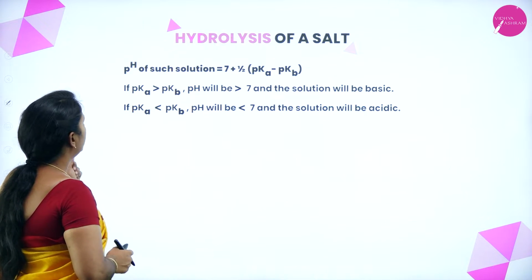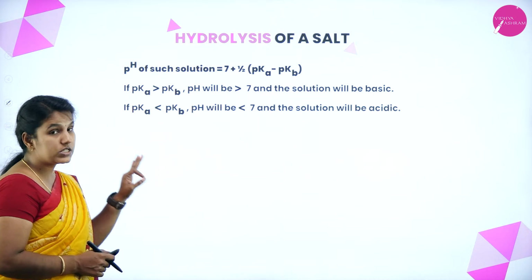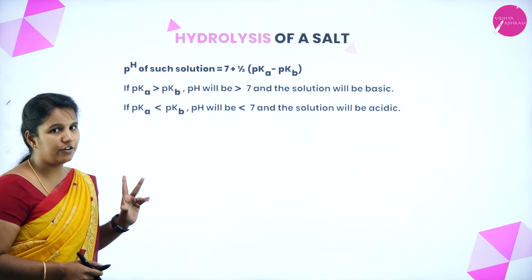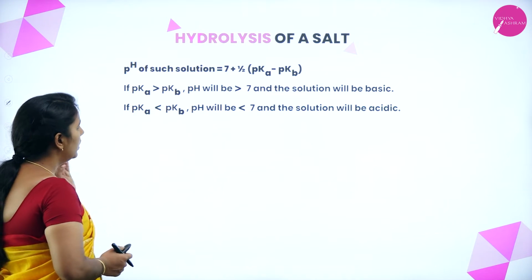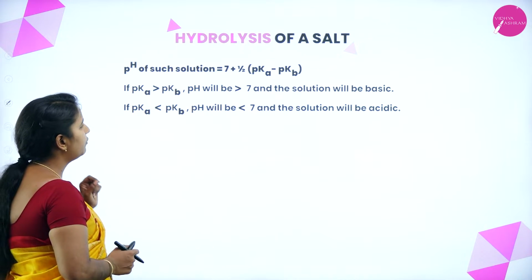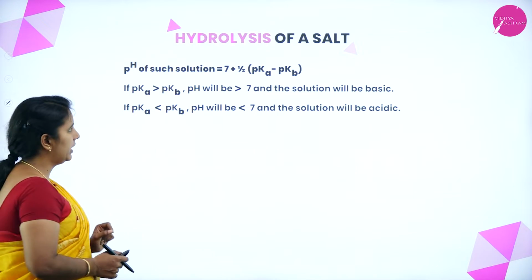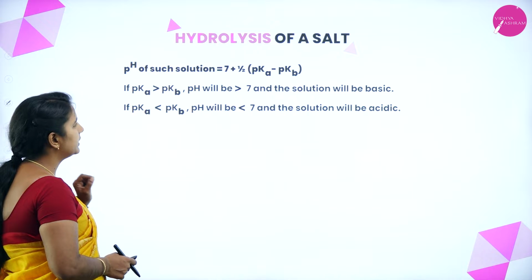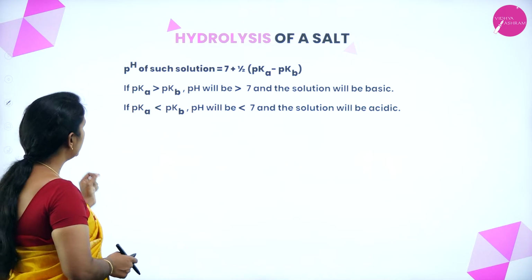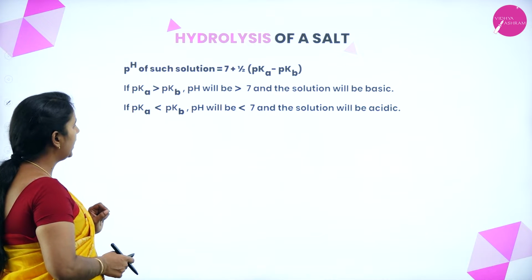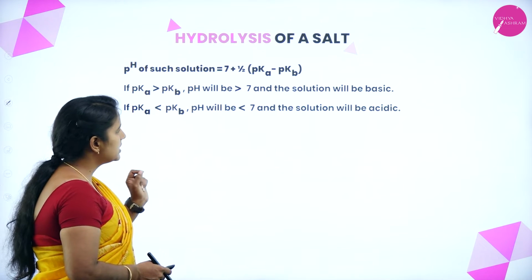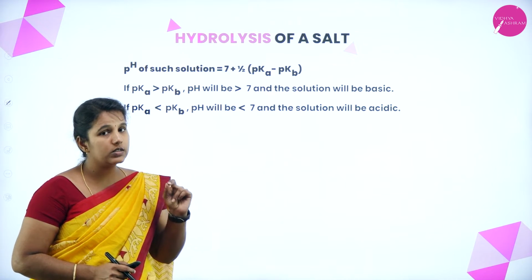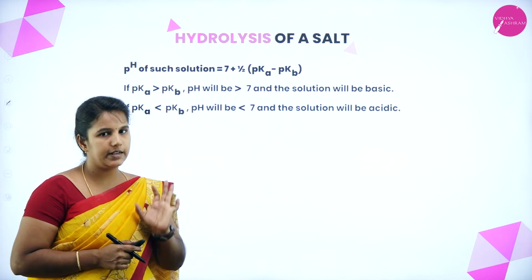Next we have the pH of such a salt solution. I'm talking about salt solution, or salt hydrolysis. So the pH value is equal to 7 plus half into pKa minus pKb. If pKa is greater than pKb, the pH will be greater than 7 and the solution will be basic. If pKa is lesser than pKb, the pH will be lesser than 7, so it will be acidic in nature. So these are very important points to note for your CET exam.